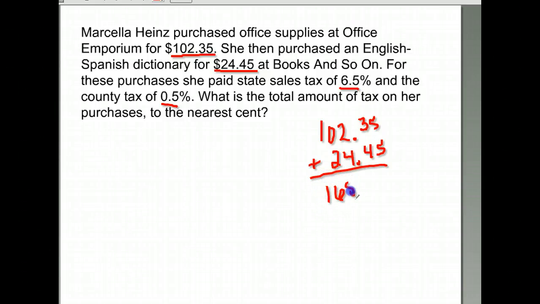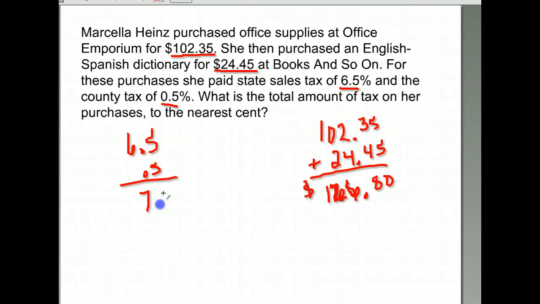Good, yes, 126.80. Good. Okay, so that's how much she spent total. And what total tax is she paying? She had to pay 6.5% for state and 0.5% for county.